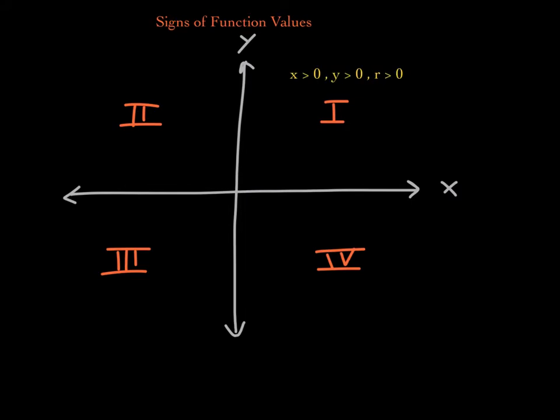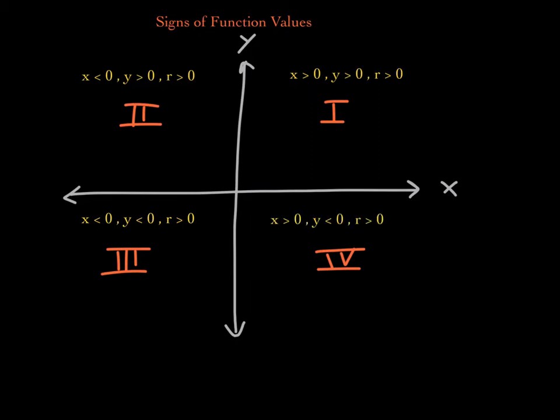Now, in quadrant 2, your x values are negative, your y values are positive. Negative x values, positive y values, and of course r is positive. In quadrant 3, x values are negative, y values are negative, r is still positive. R is always positive. Finally, in quadrant 4, x values are positive, y values are negative. Now this helps us tremendously.